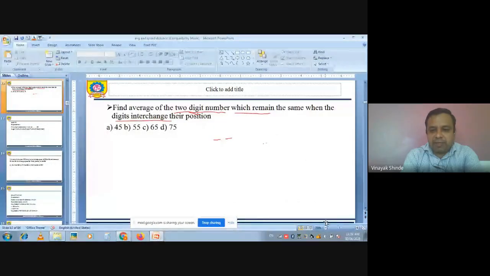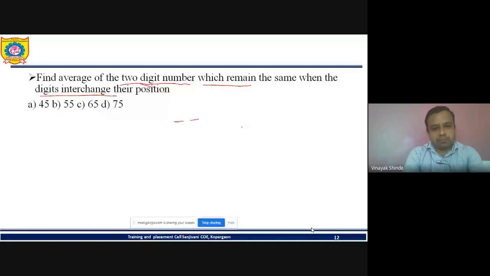Getting the answer, it is 55. So the two-digit numbers are 11, 22, 33, 44. When you interchange the position of the digits, the number remains the same, right? So what we need to find out? Average. Average is equal to sum divided by total, right?